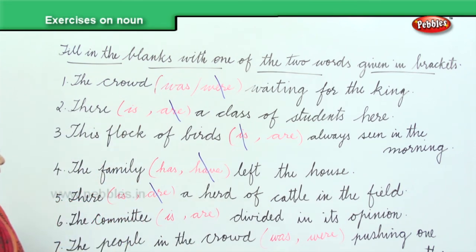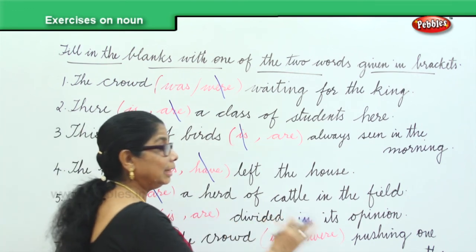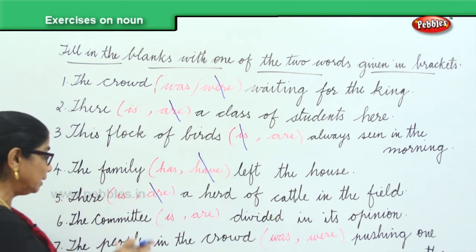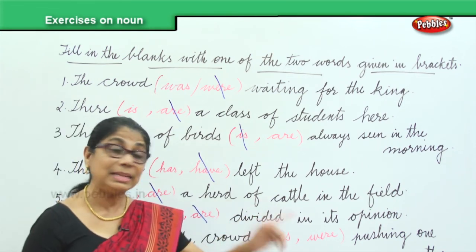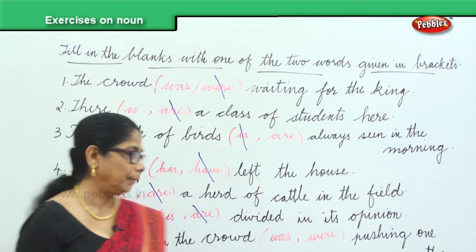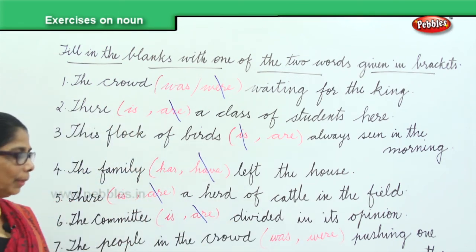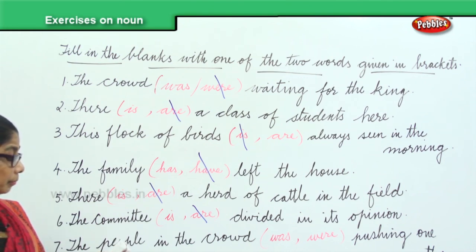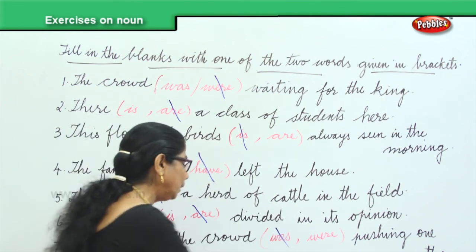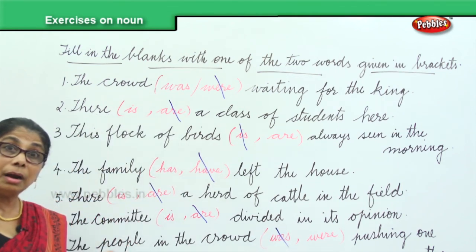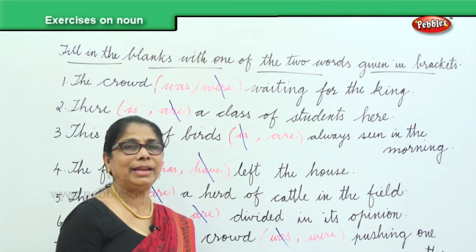Okay, next one. The committee. Committee is number of people. The committee are divided in its opinion. You will say the committee is divided. This is singular. So the committee is divided in its opinion. And finally we have the people in the crowd. The people in the crowd was pushing one another. No, you will say people, the crowd is a big number. So the people in the crowd were pushing one another.